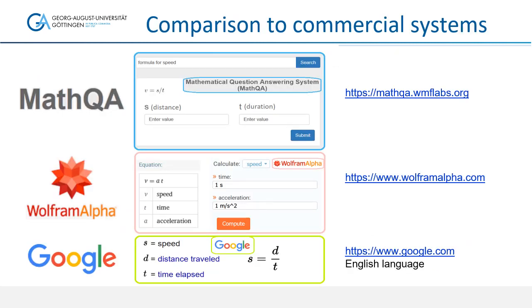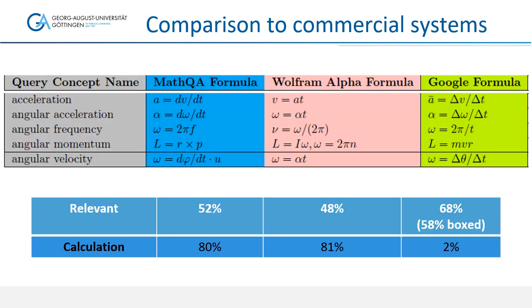We compare the performance of our system to 2 commercial competitors, the commercial knowledge engine Wolfram Alpha and the commercial search engine Google. The results show that while Google outperforms both MathQA and Wolfram Alpha in retrieval performance, it almost cannot provide the calculation functionality on our test dataset. MathQA slightly outperforms Wolfram Alpha and yields almost equal results for the calculation availability.